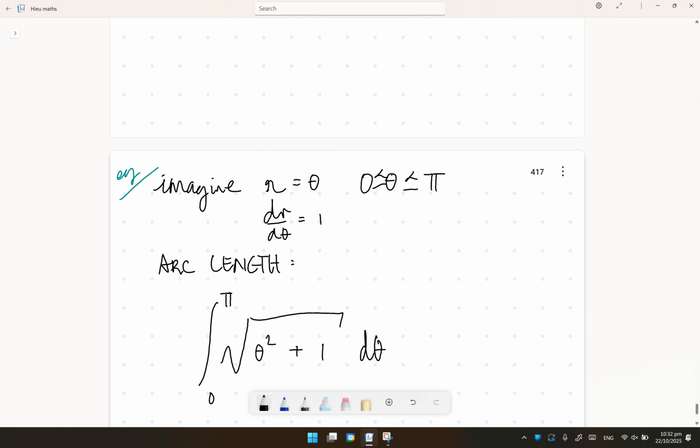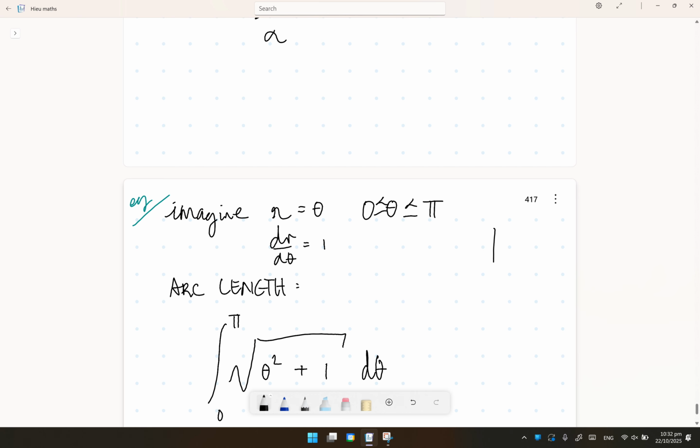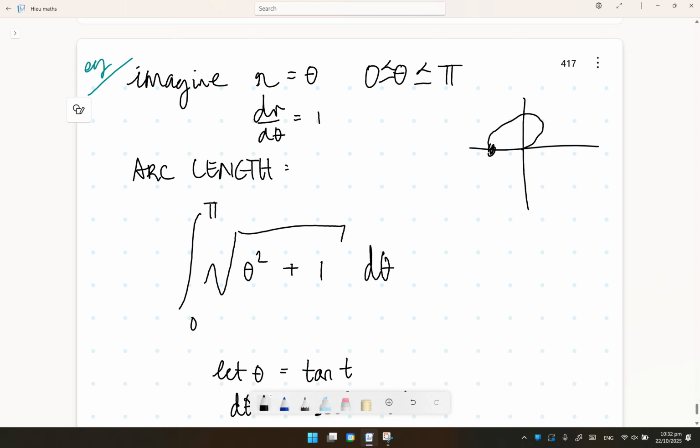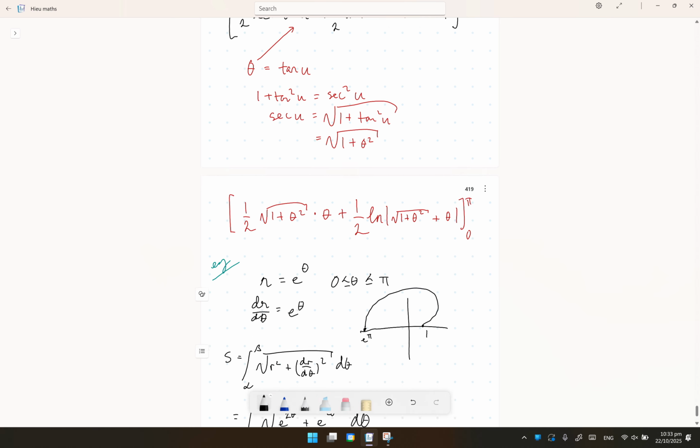So let's go through a few examples. For example, imagine r equals theta. We had that spiral from before, but in this case it only goes to pi, which is here, because that's the full angle of pi, and it goes to this point here. So the arc length is just equal to this, with r equals theta and dr over d theta equal to 1. So it's just this, 1 squared is 1. Do all this stuff out, you can do integration, and it comes out like this.